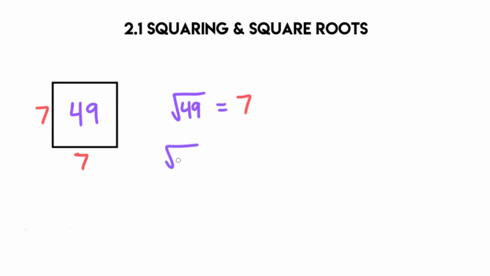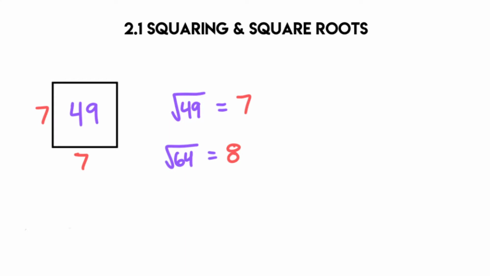Next one, the square root of, let's say, 64 is equal to what? What number multiplied by itself is going to give me 64? This would come out to the number 8. So the square root of 64 is equal to 8. Remember, this little sassy division sign is referred to as a radical. Okay?